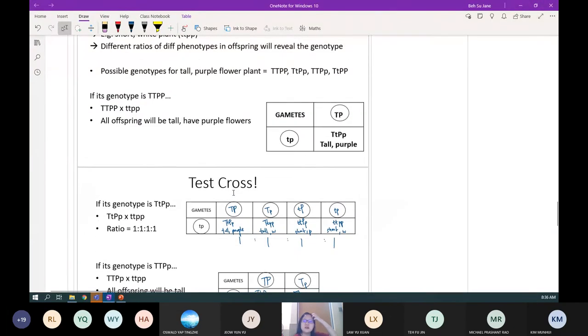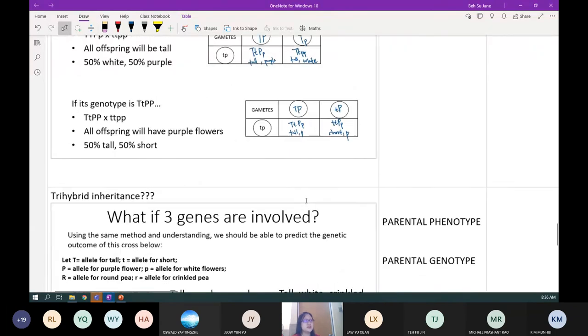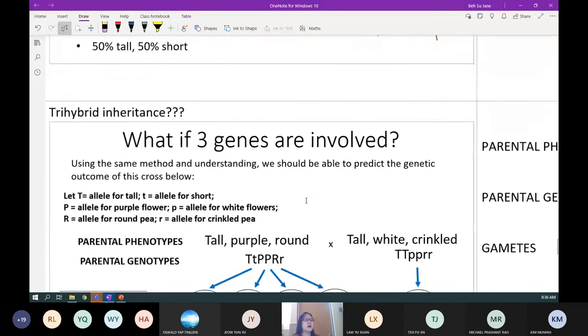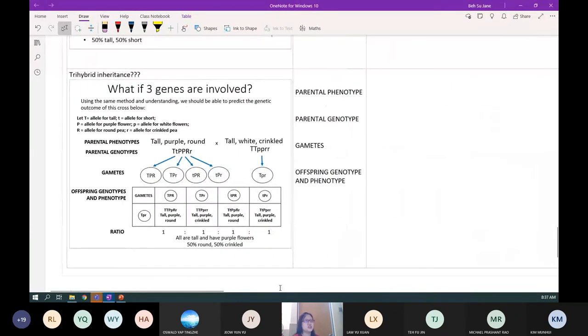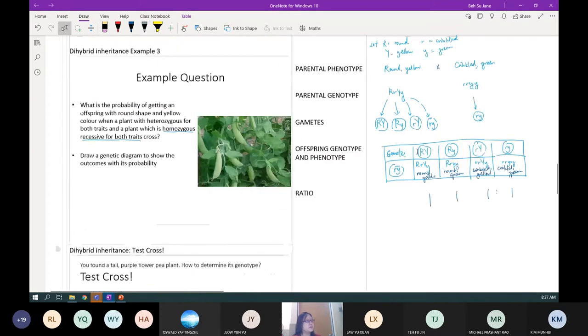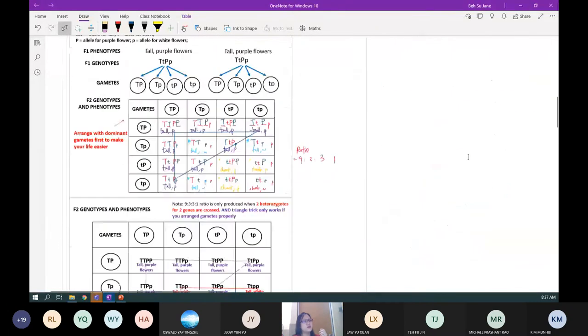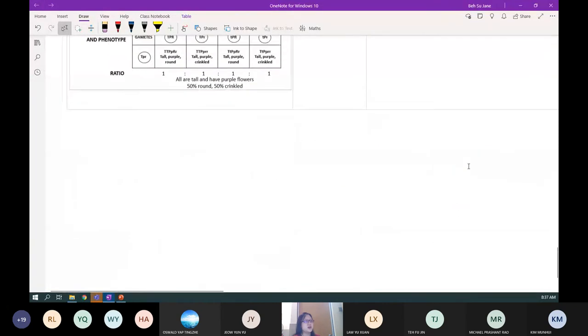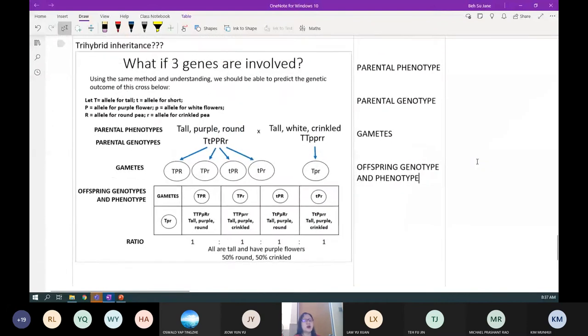Right, the next question moves on from the dihybrid idea and talks about trihybrid inheritance. What if three genes are involved? Whoa, that's crazy. I already have it here written down in the slides, but I hope you can write it down here as well. This should be your number 7 genetic diagram. That should be drawn in your notes already. So this is trihybrid inheritance.